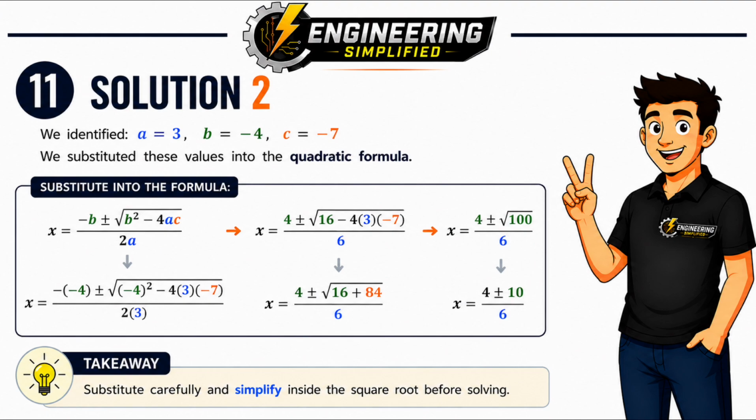Negative 4 squared equals 16. 4 multiplied by 3 multiplied by negative 7 equals negative 84. 16 minus negative 84 equals 100. The square root of 100 is 10. The formula becomes 4 plus or minus 10 over 6.